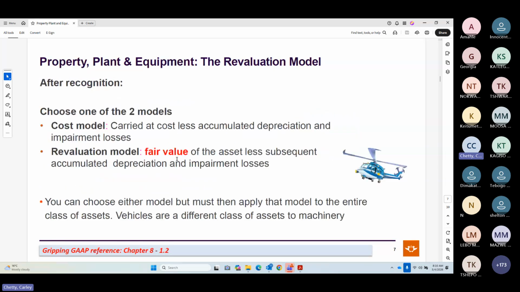Okay, so you could have land measured using the revaluation model, and then vehicles measured using the cost model. That is fine, but it must be applied to the entire class of assets. And remember, one class will be vehicles, another class will be machinery.